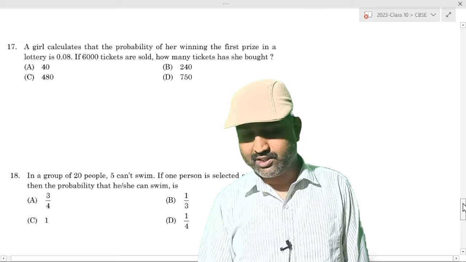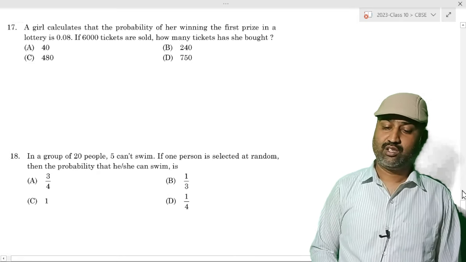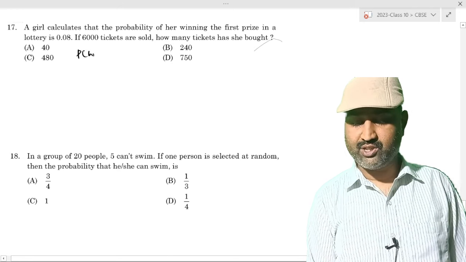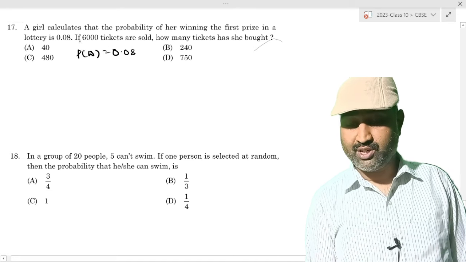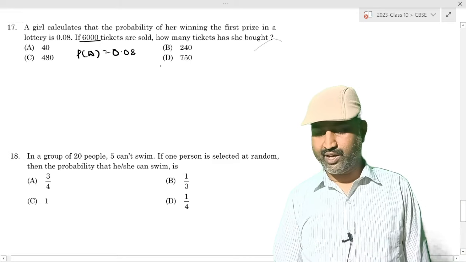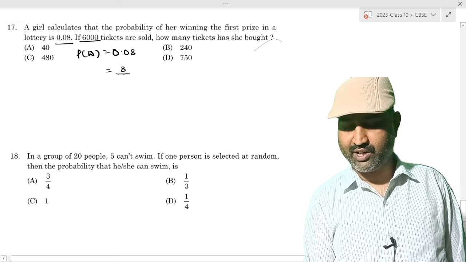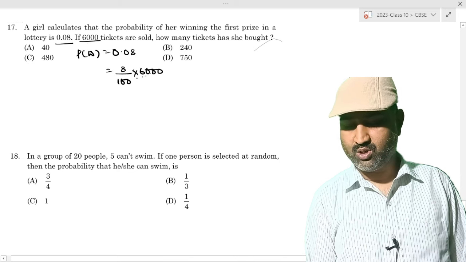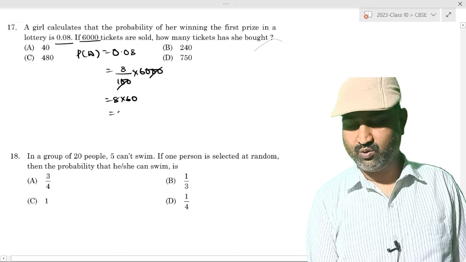This is a question from probability. A girl calculates the probability of winning a first prize in a lottery is 0.08. Total 6,000 tickets are sold. How many tickets did she buy? Since the probability of winning is 0.08, I can write 0.08 as 8 by 100. I multiply by the number of tickets sold, 6,000. Therefore, 2 zeros are cancelled. 8 into 60 is 480, right?